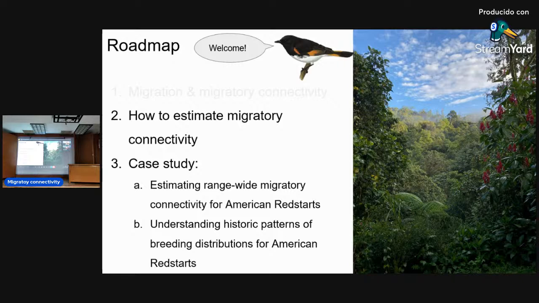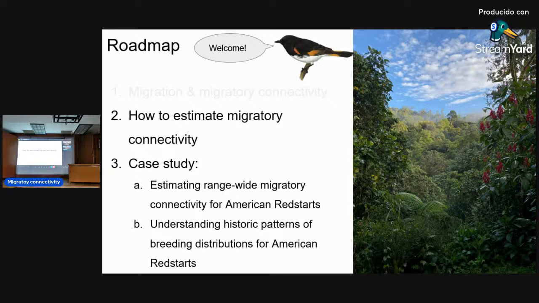Good. Great, so with that in the bag, now hopefully you guys understand a bit better about what migratory connectivity is and why it matters. And now I want to briefly go through how we typically estimate migratory connectivity.